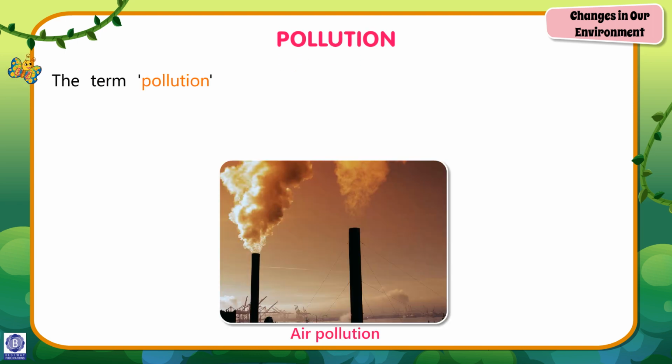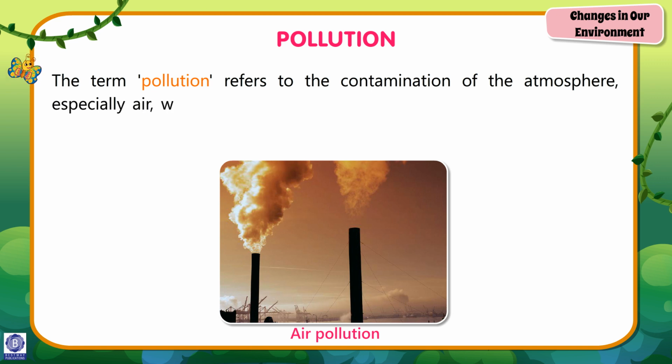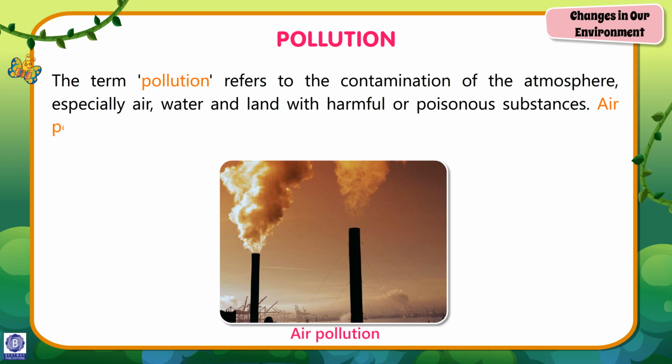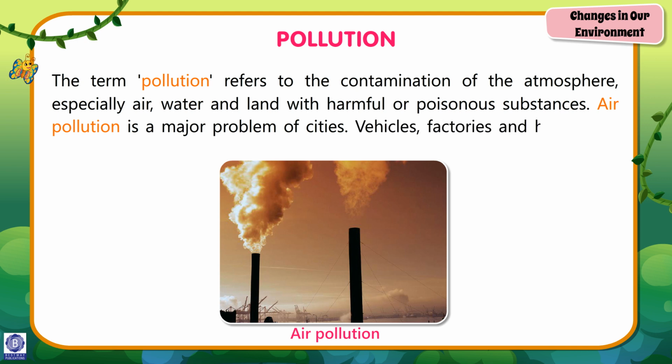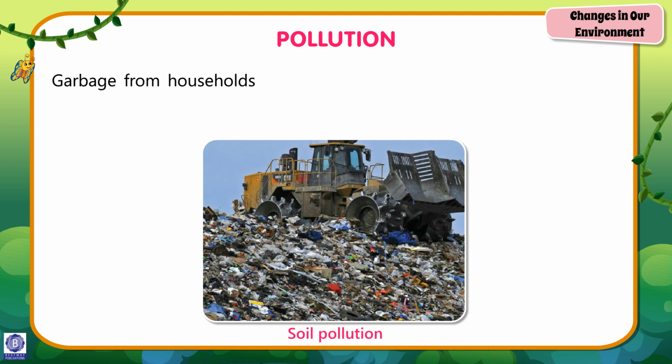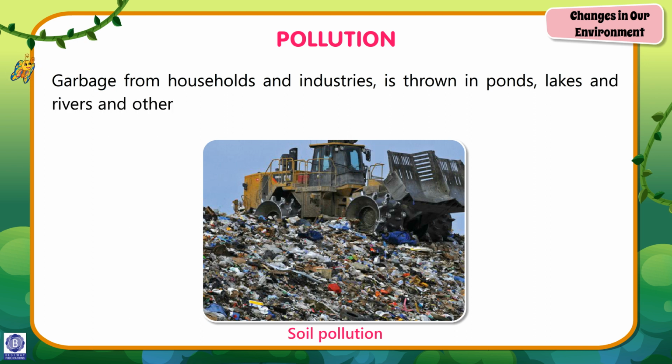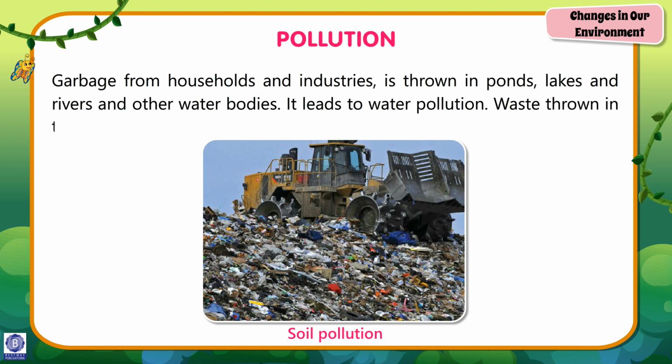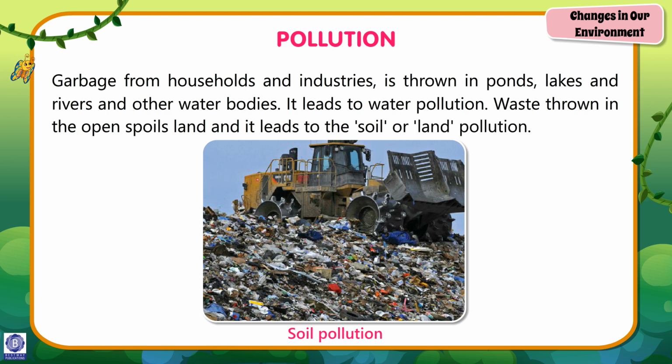Pollution. The term pollution refers to the contamination of the atmosphere, especially air, water, and land, with harmful or poisonous substances. Air pollution is a major problem of cities. Vehicles, factories, and houses are polluting the air by smoke. Garbage from households and industries is thrown in ponds, lakes, and rivers and other water bodies. It leads to water pollution. Waste thrown in the open spoils land, and it leads to soil or land pollution.